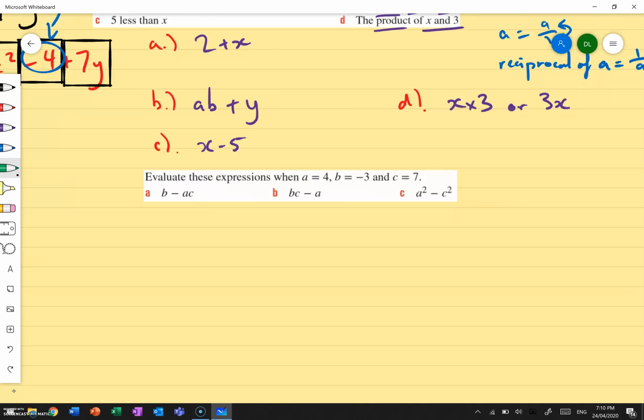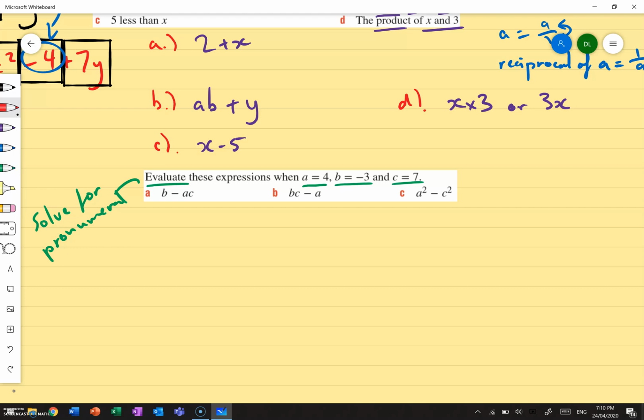Evaluate these expressions. So evaluate means to solve for the polynomial. So that could be x or y, whatever it is, when a equals 4, b equals negative 3, and c equals 7. So a is 4, b is negative 3, c is 7.